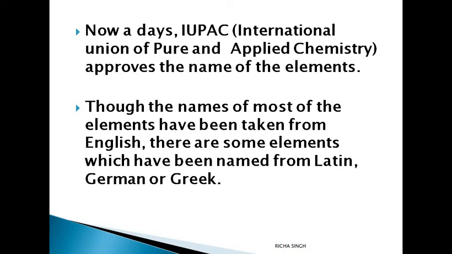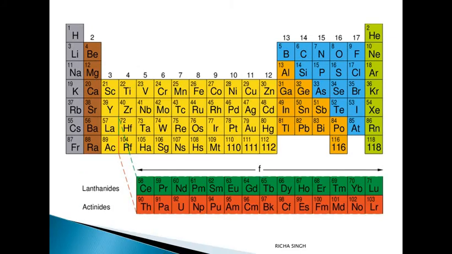One thing also to be remembered is that most of the elements are named from English, but there are some elements which have been named from Greek, German or Latin languages. You can see in the periodic table, all 118 elements are there. The first letter of each element symbol is in capital, whether it comes from English, Greek, German or Latin, and the second letter is always small. No two capital letters can be used for the symbols.